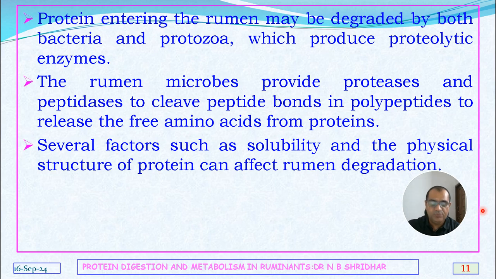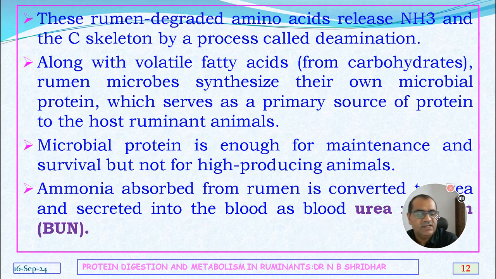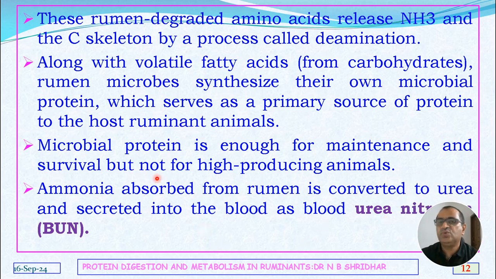Hence we need to see which type of protein it is, and then how it is going to be degraded. Another thing is that these rumen degraded amino acids release ammonia, and the C skeleton of this protein process is called deamination. This is another important process wherein the rumen degraded amino acids release ammonia, most of them ammonia, along with the VFAs, volatile fatty acids: acetic acid, butyric acid and propionic acid.